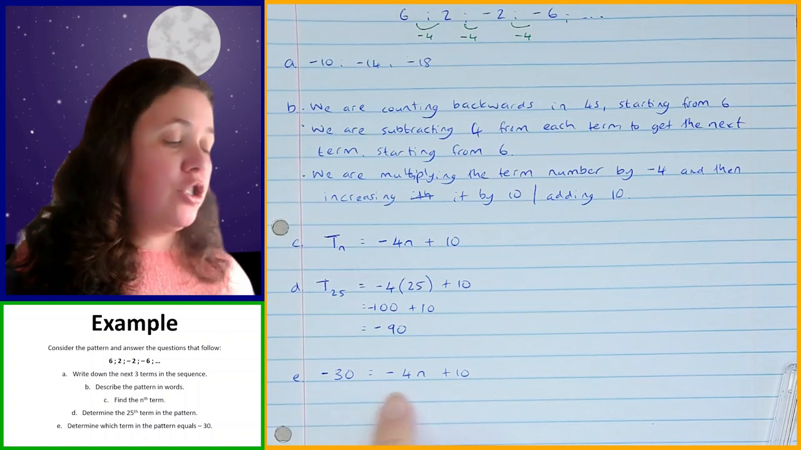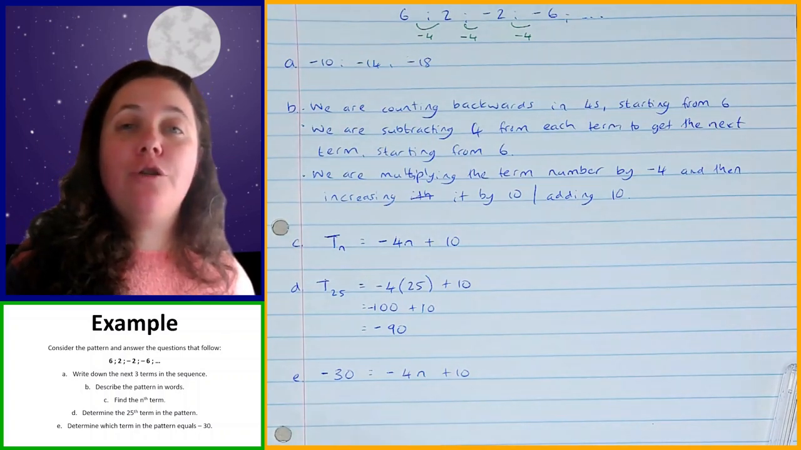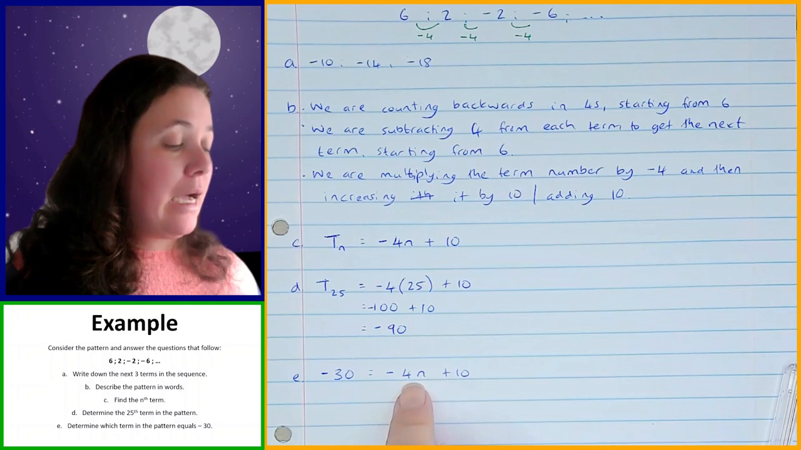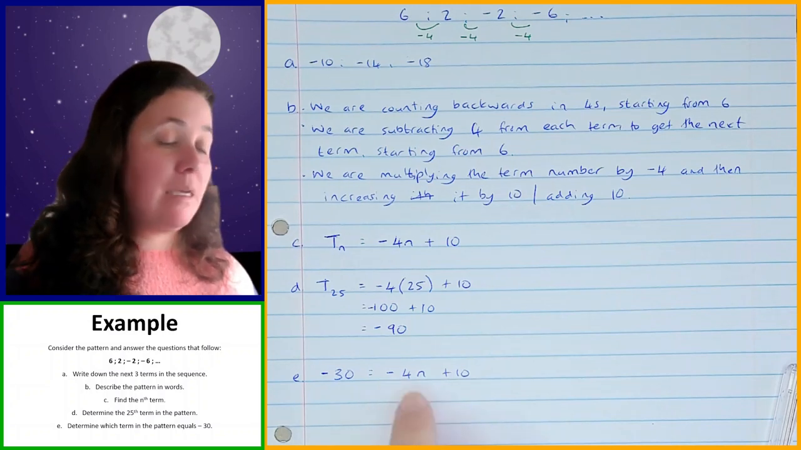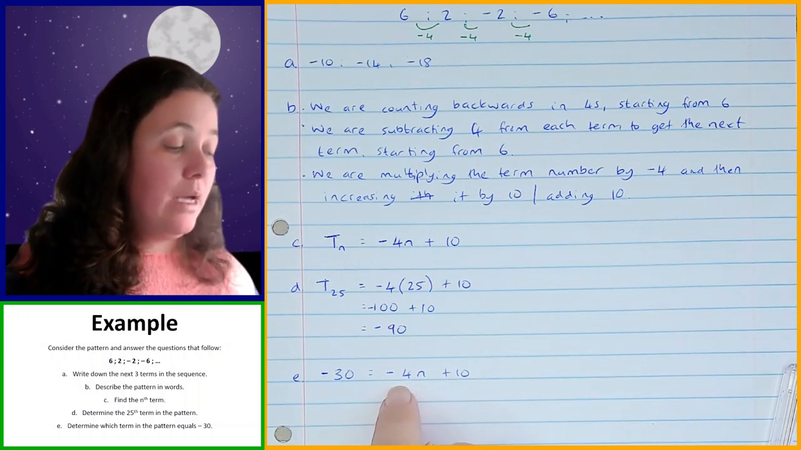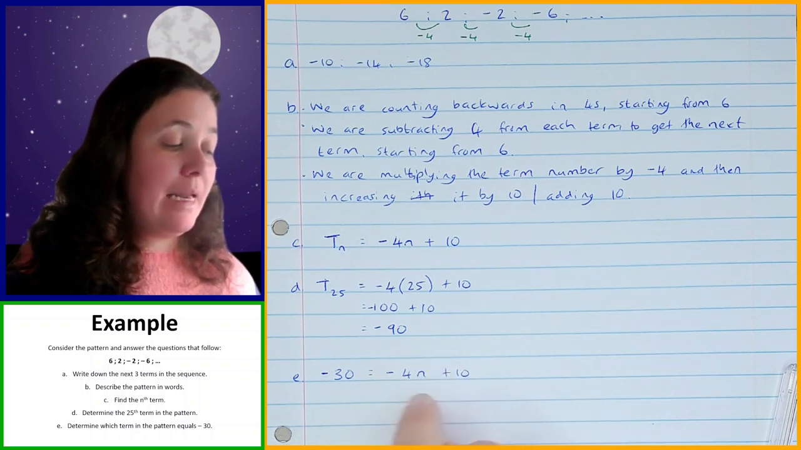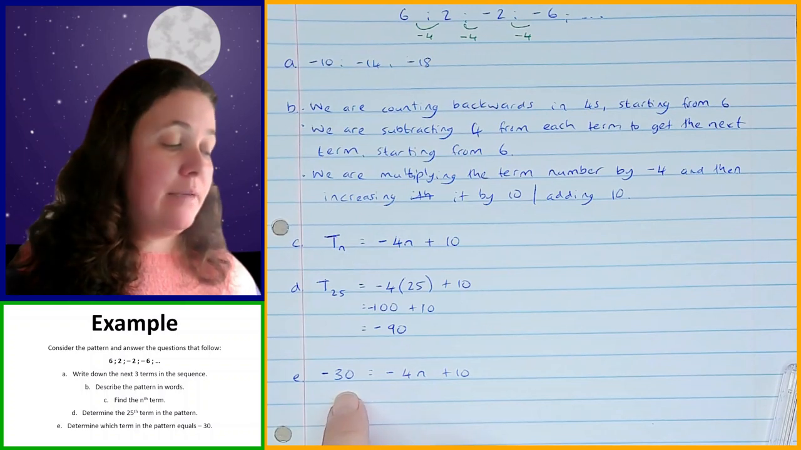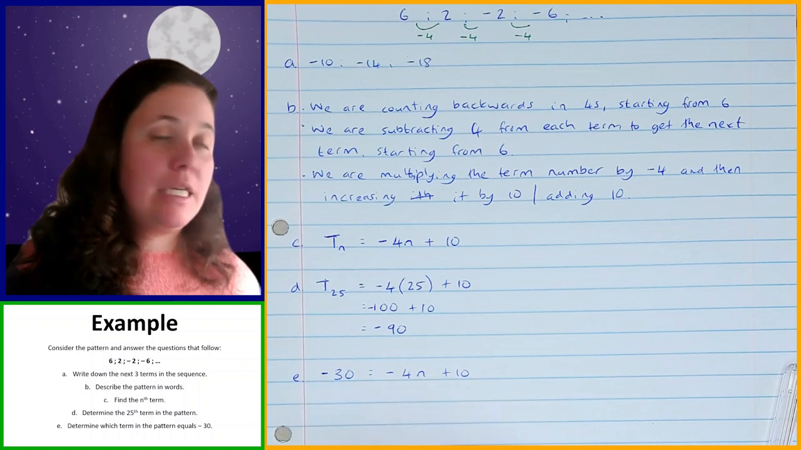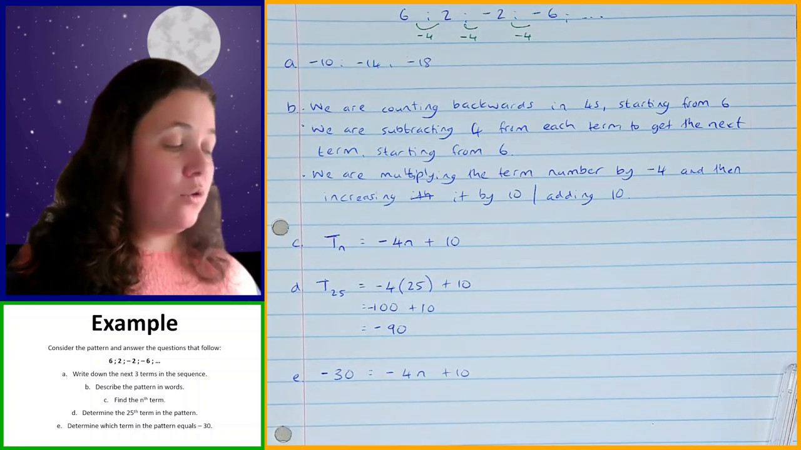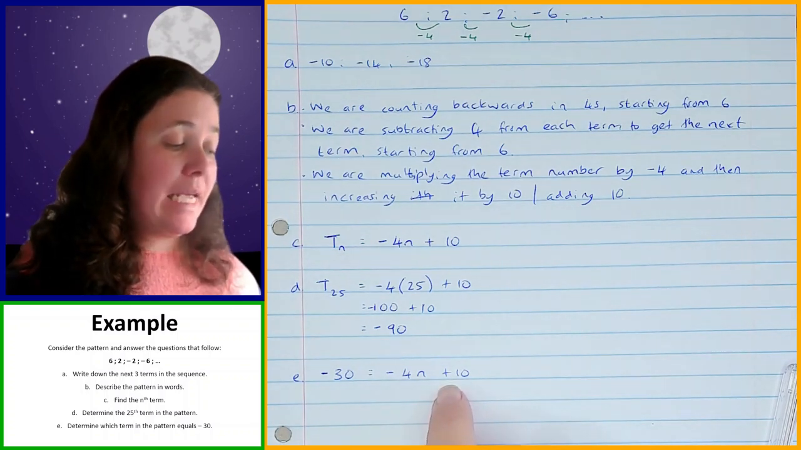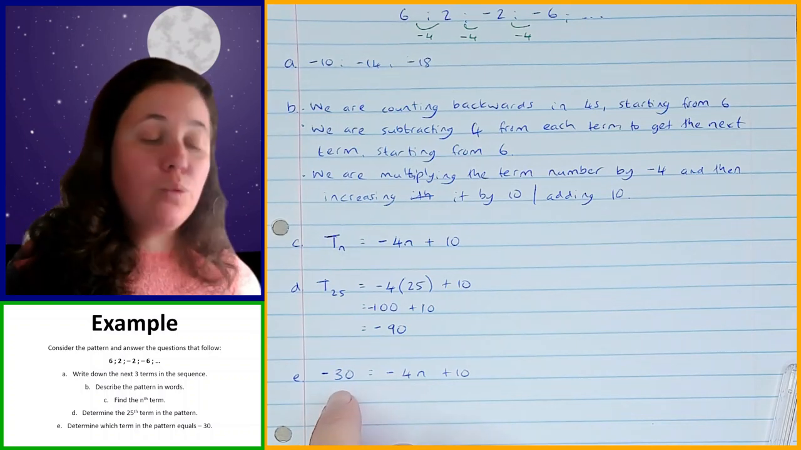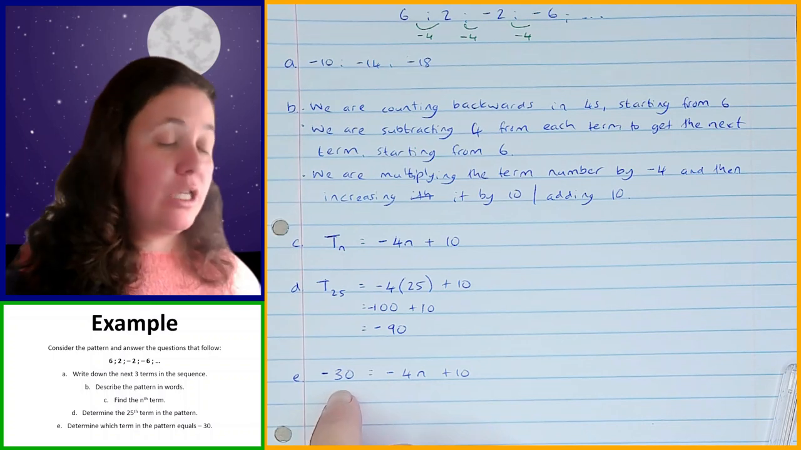But at this point, you can just do it by solving by inspection and using trial and error. So I know that I need to have something that I'm multiplying by negative 4 and adding 10, and whatever I get there needs to equal negative 30. So what must I multiply negative 4 by and then add 10 to get negative 30? First of all, before I added the 10, what would I have had?